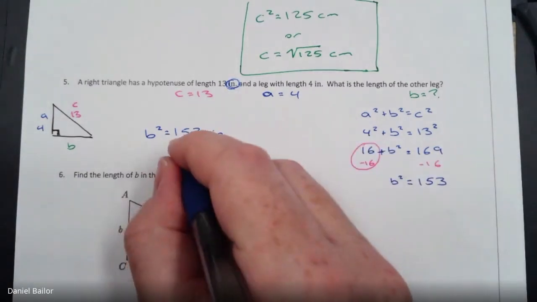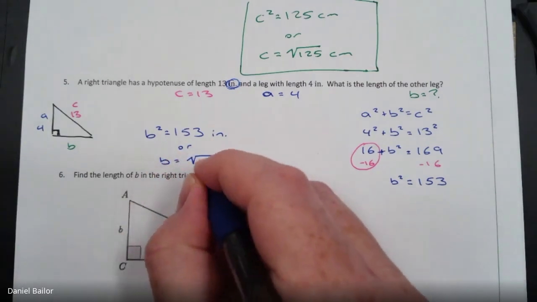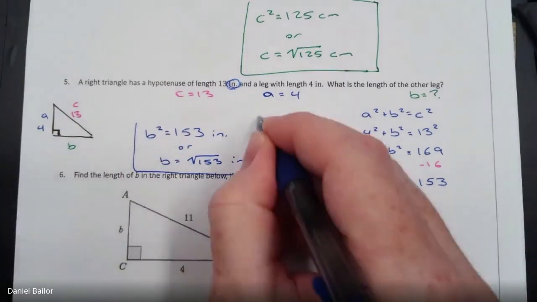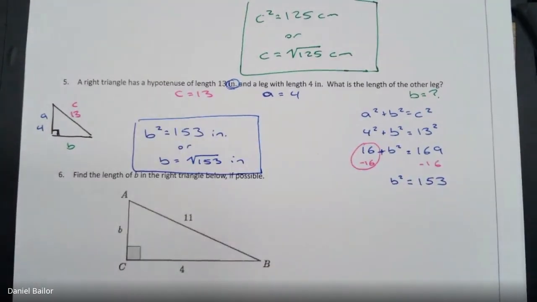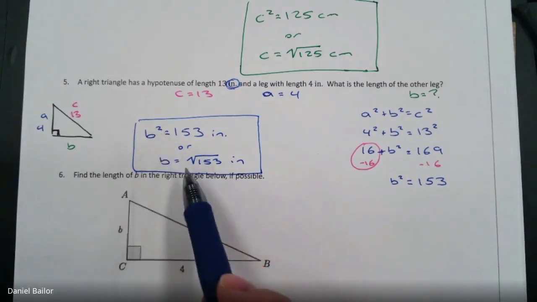Or if you like the square root, you can say B is going to be the square root of 153 inches. You can write your answer either of those ways. Both of those are correct. You can keep the B squared, or you can do the square root.